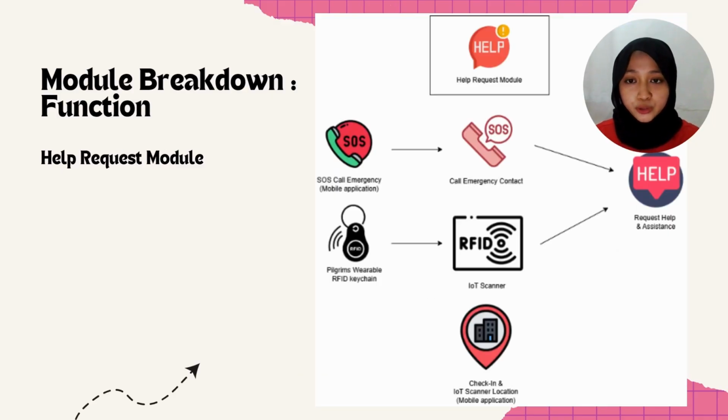Next, we have the help request module. We have several features. These features include both the user side and the admin side. We have SOS call emergency, and this feature will produce a call to the emergency contact. And also we have the wearable RFID keychains. This is used for scanning into our IoT scanner. So both of these features are under help request and assistance. And we also included features like check-in and IoT scanner location.